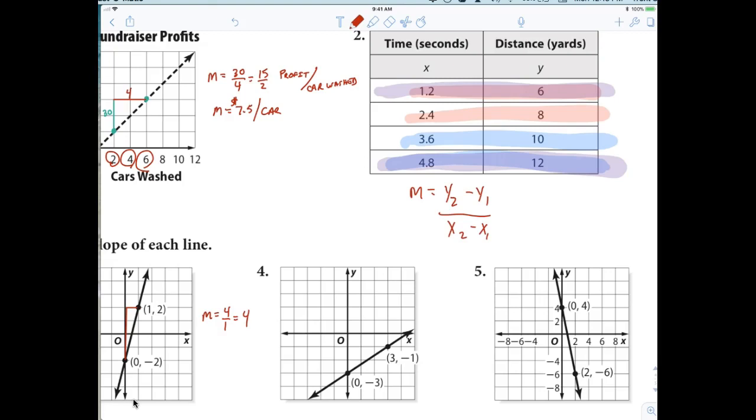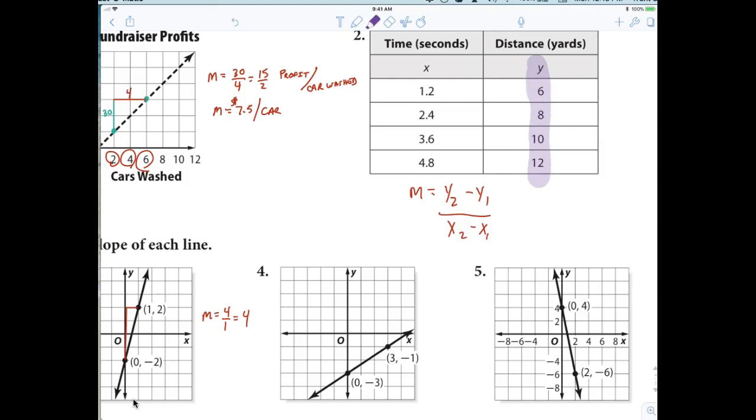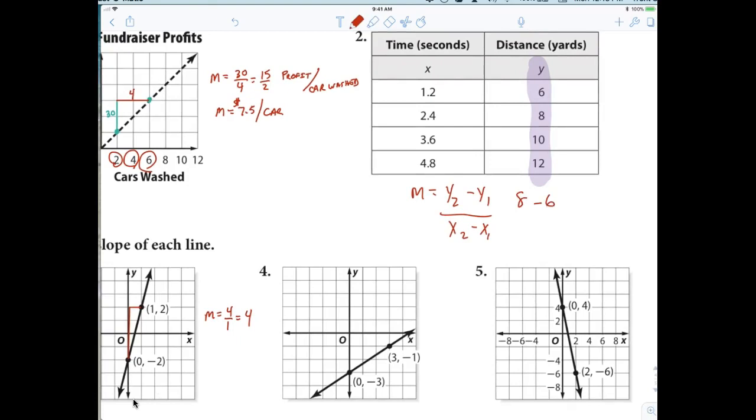Everybody good with that? Yep. All right. Now, the y values are the ones over here, don't forget. So what 2 numbers do we want to subtract? 8 and 6. Beautiful. So we're going to say 8 minus 6 over 2.4 minus 1.2. And what's 8 minus 6? 2. What's 2.4 over 1.2? 1.2. All right, we don't leave a decimal in a fraction.